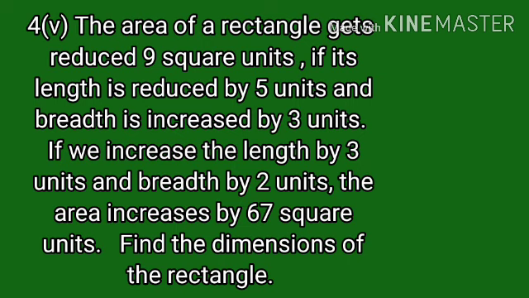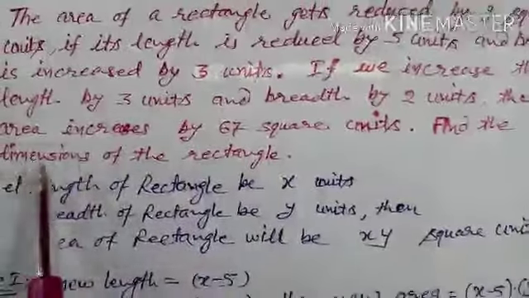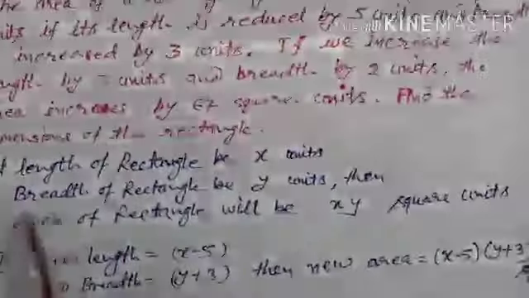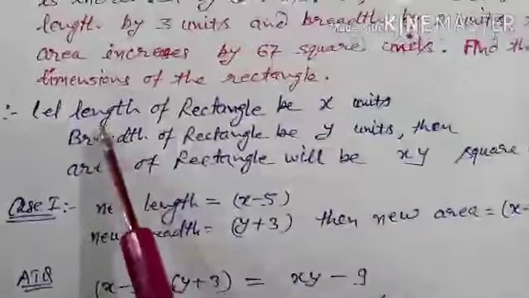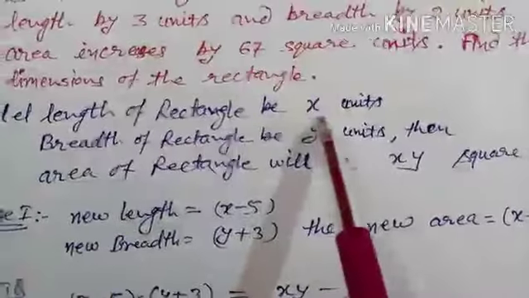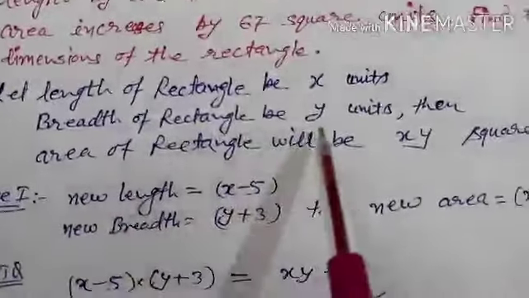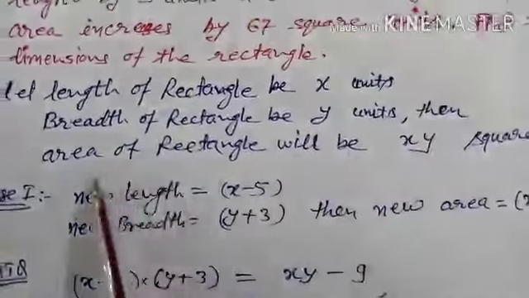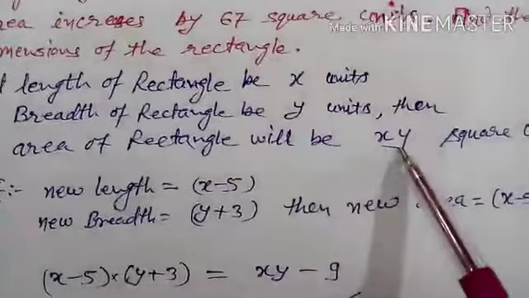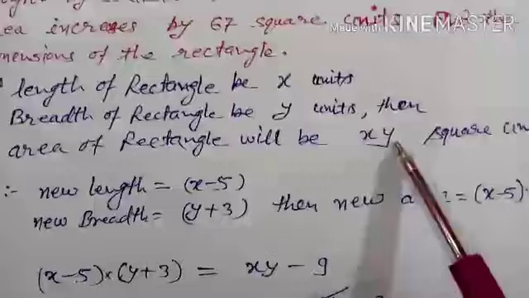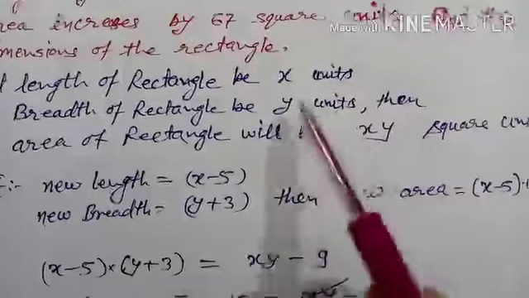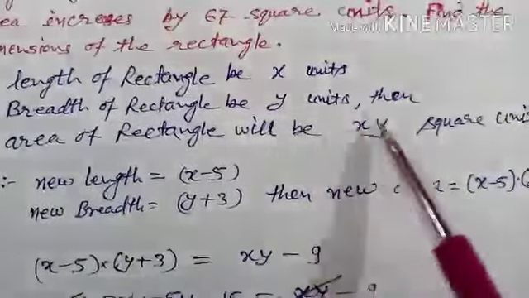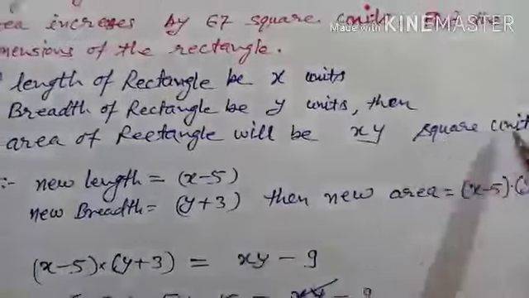Find the dimension of the rectangle. Dimension means length and breadth. So let the length of the rectangle be x unit and the breadth of the rectangle be y unit. Then the area of the rectangle will be x into y, length into breadth, which means area. So length is x, breadth is y, so x into y will be the area, in square unit.